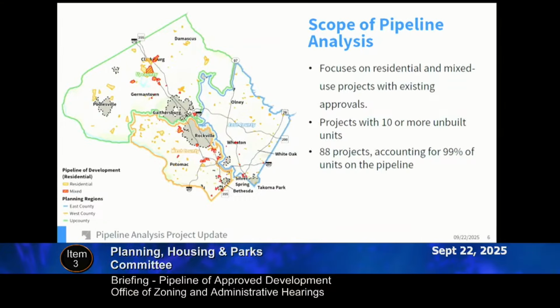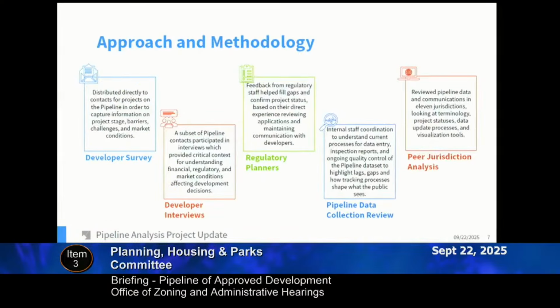Next. So the Planning Department initiated this analysis to identify issues holding up housing development and improve data collection and tracking around the pipeline in order to better inform policy decisions related to housing production. The analysis looks not just at what the number of approved units is, but how they progress through the pipeline, what gets built, what stalls, and why. The analysis focused on projects with more than 10 unbuilt units, which included 88 projects and accounted for over 99% of units on the pipeline. Again, noting that since we started this project in January, these 88 projects are reflective of that pipeline in January with more than 10 unbuilt units.